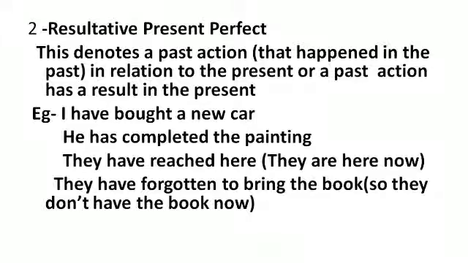He has completed the painting. Here it means the result, that the painting, is already there. That result is available. They have reached here. That means they are here now. The action is over, or the action happened in the past, but the result is available in the present. They have forgotten to bring the book. So that means they don't have the book now.